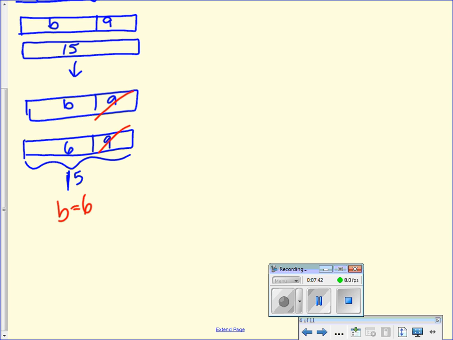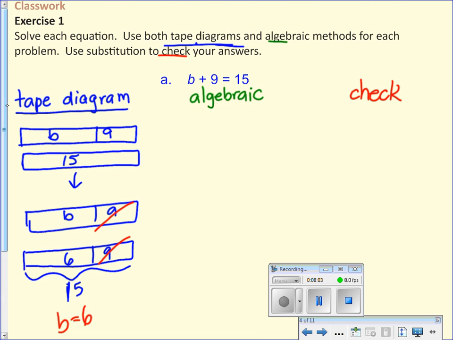If your homework tells you to only do the tape diagram, at this point you would jump over to your check to see if it was right. But I'm going to press pause on the check, and first we'll do the algebraic method, and then we'll do our check after that, okay? So now let's do the algebraic method. The first step in the algebraic method is to rewrite the equation. B plus 9 equals 15.